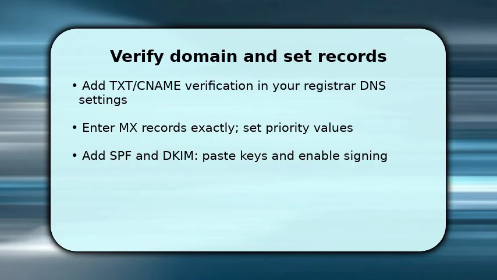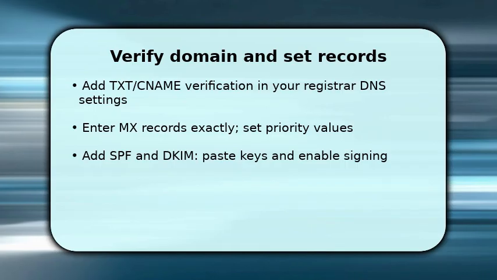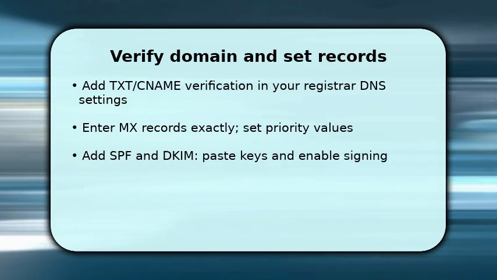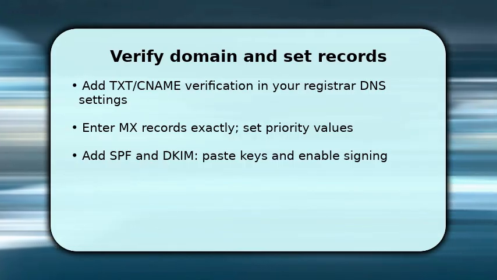Next, replace or add MX records exactly as shown and set priorities. Incorrect priority breaks delivery. Then add the SBF TXT value to authorize Zoho. This prevents spoofing. After SBF, enable DKIM in Zoho. Copy the selector and public key into DNS. Make sure to save and wait for DNS propagation before testing.